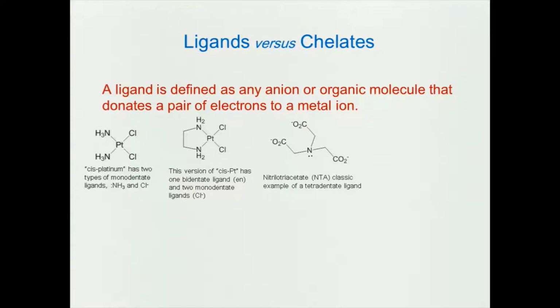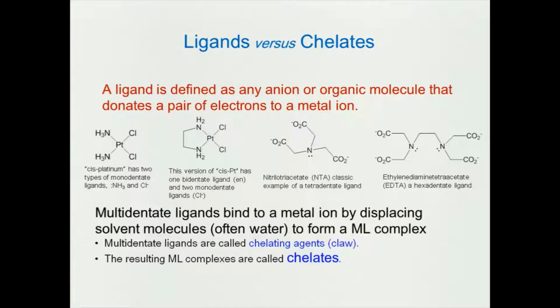And they can continue to get more and more complex as we start to put all of the ligating groups within one molecule. So now we have an example of a tetradentate ligand with NTA, and with EDTA we have a hexadentate ligand. Multidentate ligands of this type bind by displacing solvent molecules to form the ML complex. And so when we talk about multidentate ligands, we're talking about chelating agents, and chelating agent is derived from the Latin word for claw. So the resulting ML complexes are always referred to as chelates.